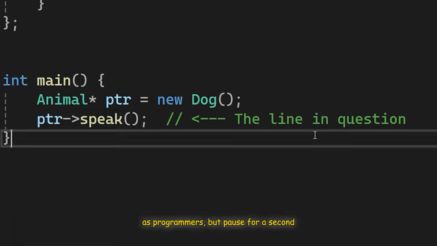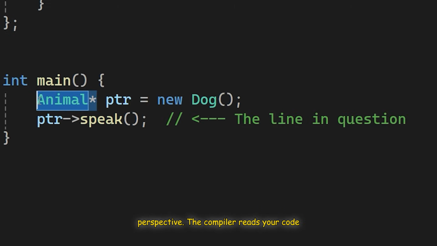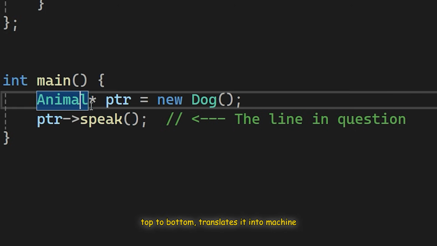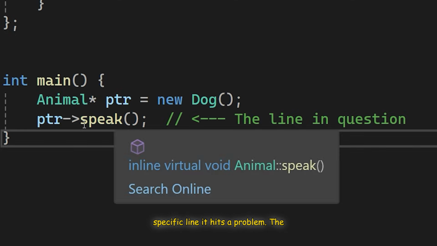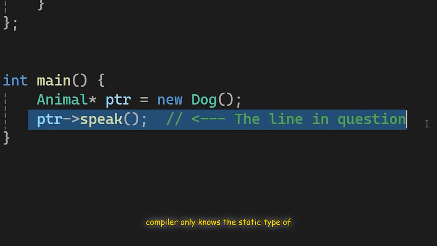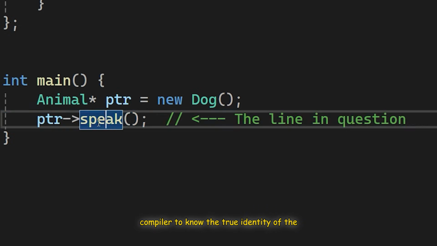But pause for a second and think about this from the compiler's perspective. The compiler reads your code top to bottom, translates it into machine instructions, and when it reaches this specific line, it hits a problem. The compiler only knows the static type of the variable. It sees a pointer to an Animal. It does not know if that pointer holds a Dog, a Cat, or just a plain Animal. So it is impossible for the compiler to know the true identity of the object at compile time. Yet the program still works.